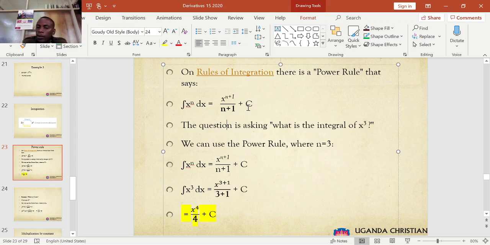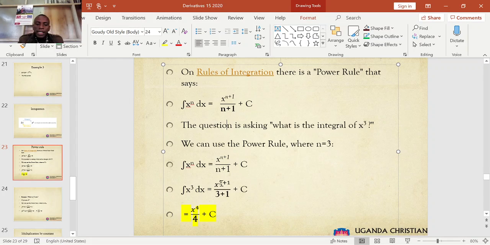You add 1 to the power and you divide by the new power. For example, if you have x cubed and you want to get the integral of x cubed, how do you do it? Like you can see, it's x to the power 3, meaning we have to use the power rule. This is just to bring back the formula.